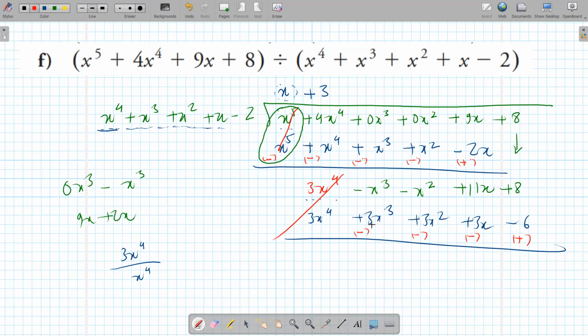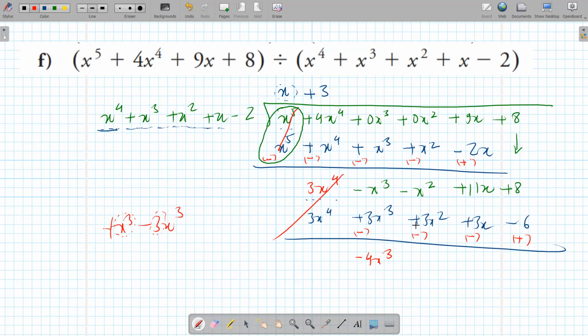What is negative x cubed minus 3x cubed? What do we get here? Negative x cubed minus 3x cubed. You lost one apple, right? Again, we're just subtracting. We're not multiplying here. You lost one apple, and then you lost three more apples. How many apples do you have? Negative 4x cubed.